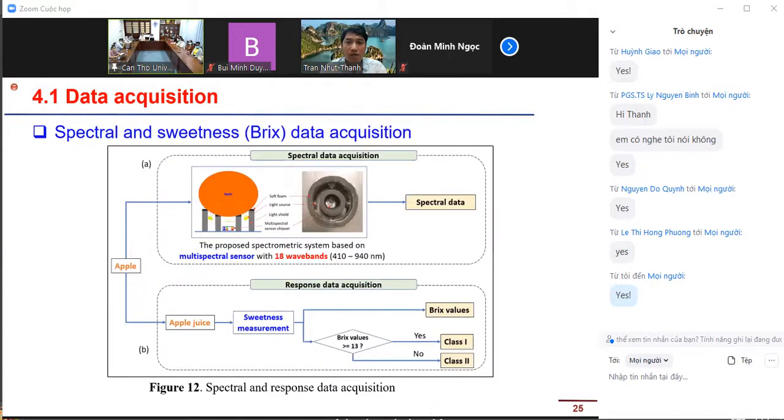And spectral data and sweetness data of apple samples were collected as in this figure. First, spectral data of apple samples were collected by the robot spectrometric system. After that, the sweetness of apple samples was measured by a Brix acidity meter, and then they were classified into class 1 or class 2, depending on their sweetness.